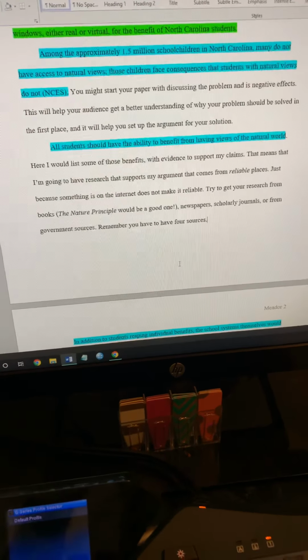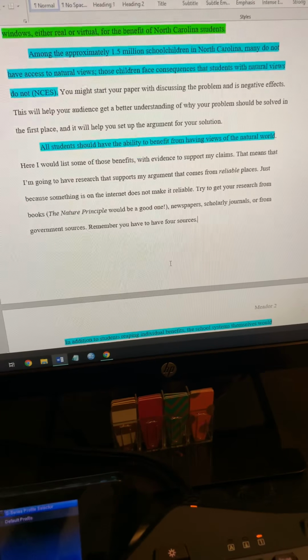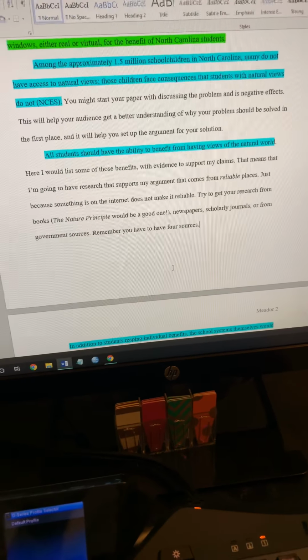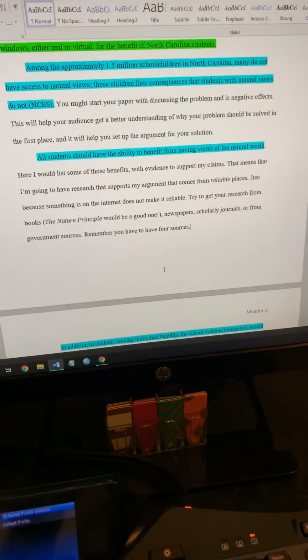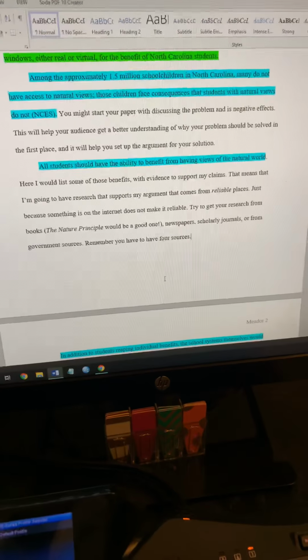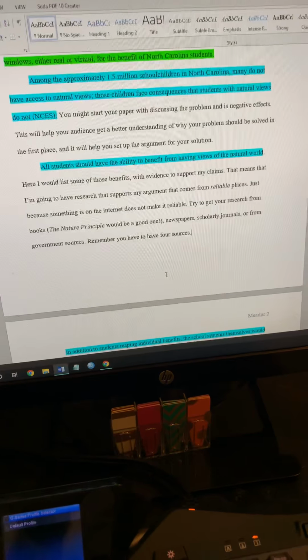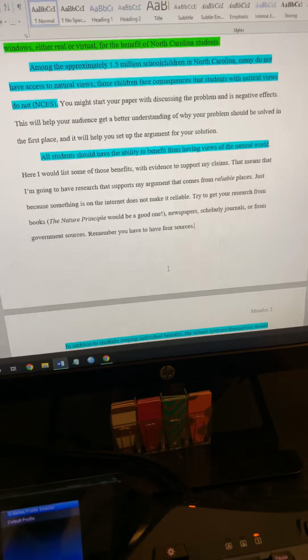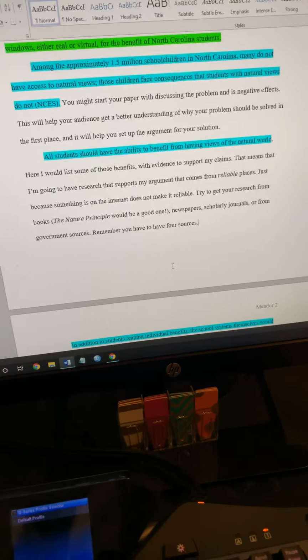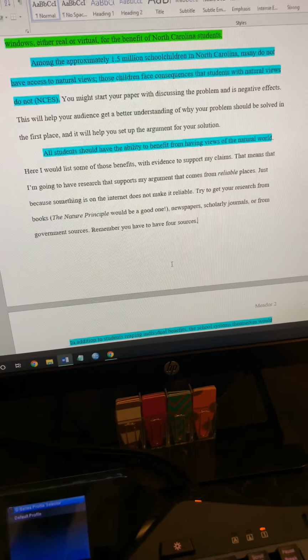You want to make sure that your research is coming from reliable places. Please do not just trust everything on the internet. Just because you Google something does not mean that it's reliable. You want to be focused on trying to get your research from books, newspapers, scholarly journals, government sources, that kind of thing. And in total, you have to have four sources for this paper, so keep that in mind.